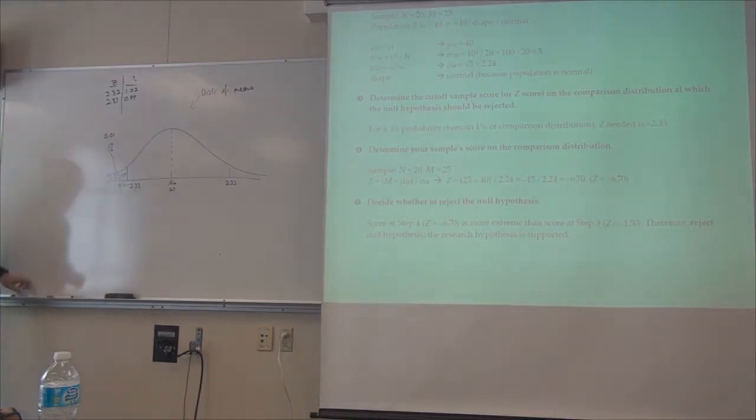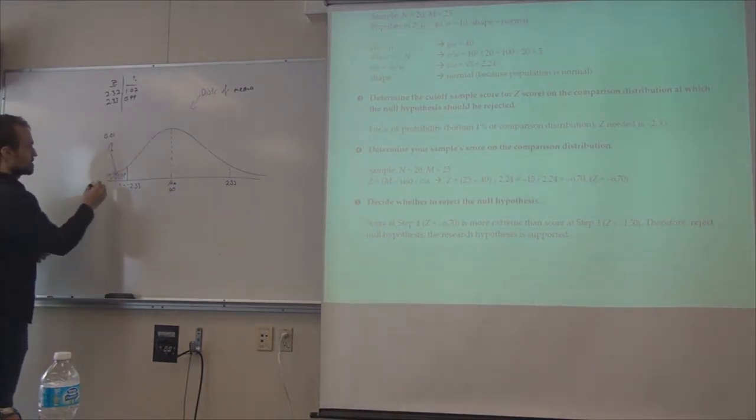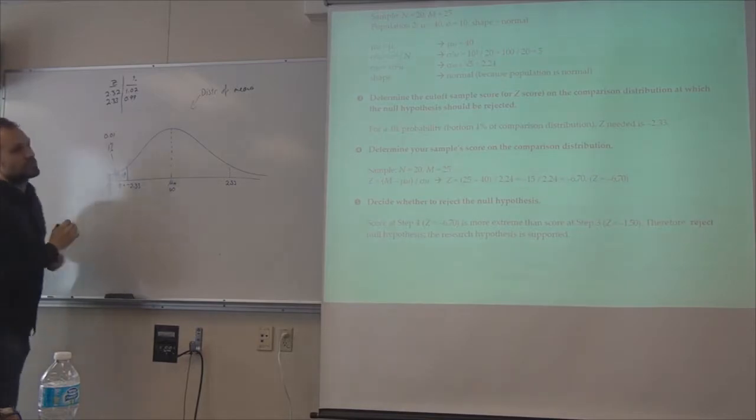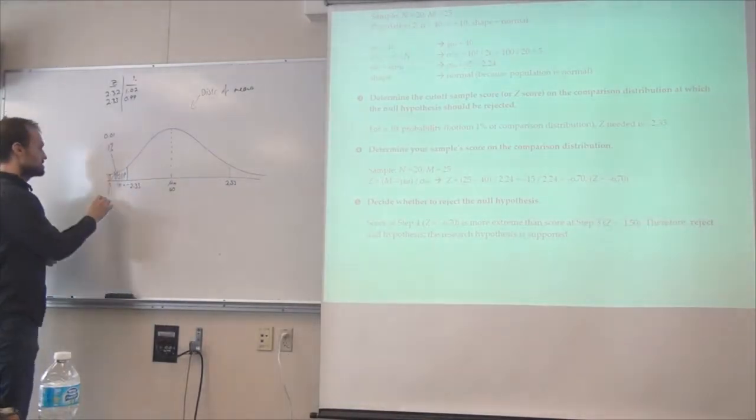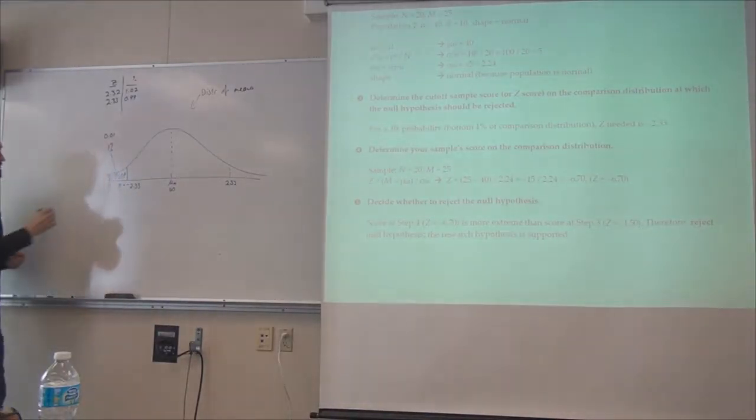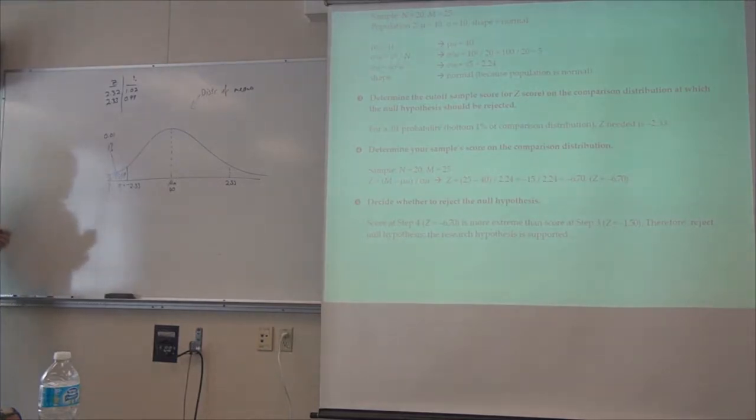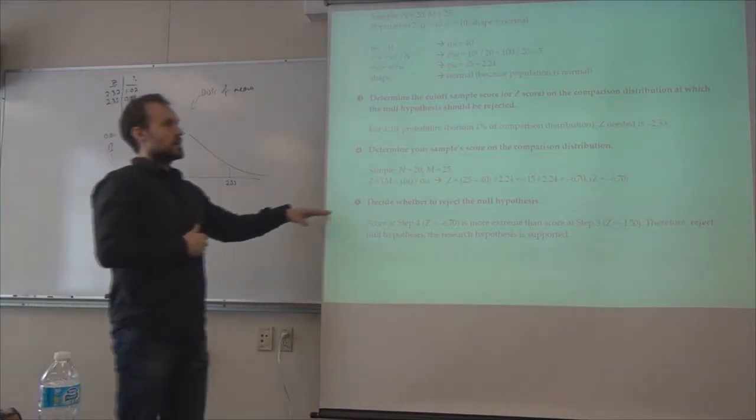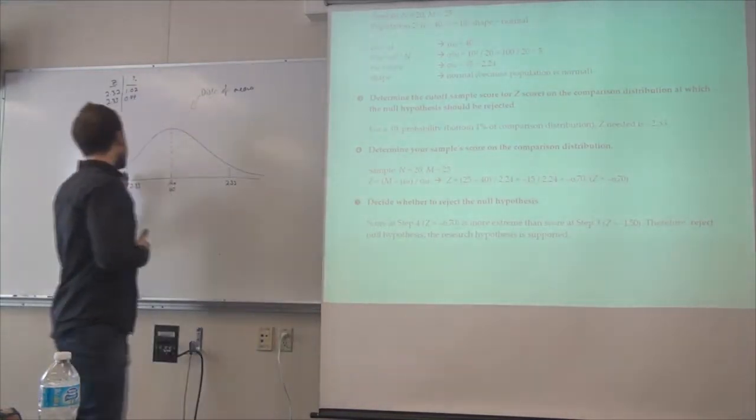I'll do it in another color. Let's go with red. So the z-score sits somewhere over here. Negative 6.70 if you want. So what does that tell me? It's right there. It's less than the critical value.